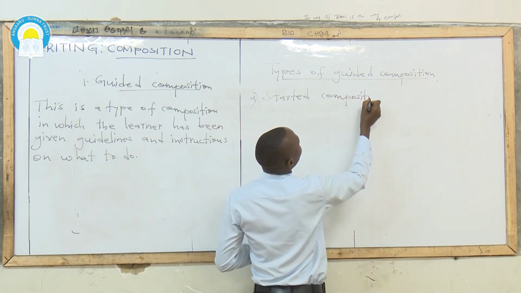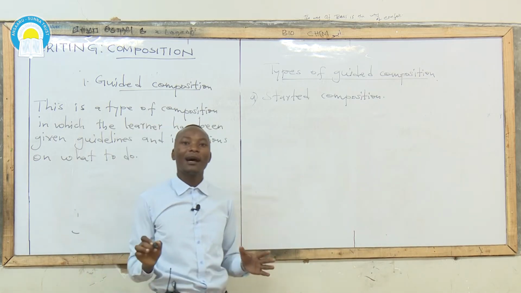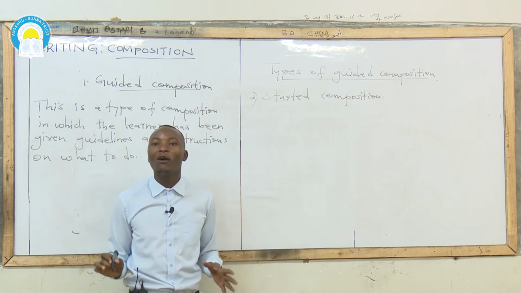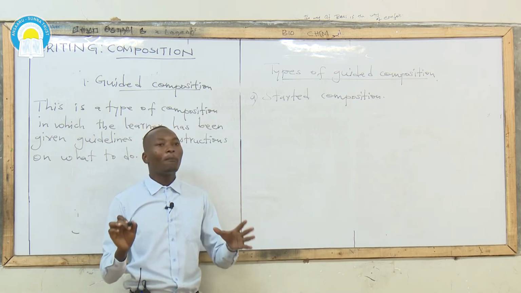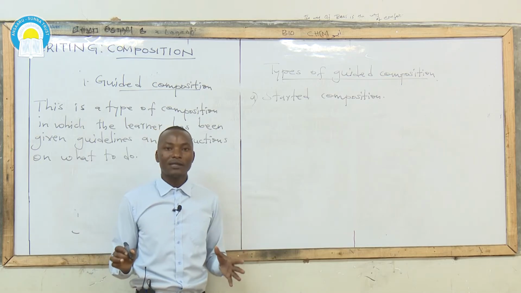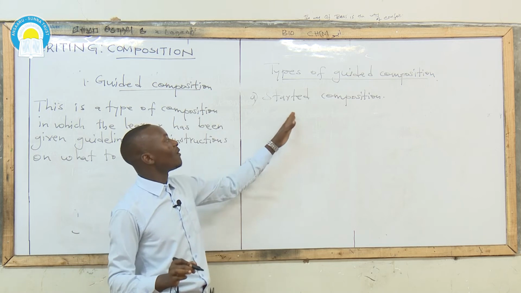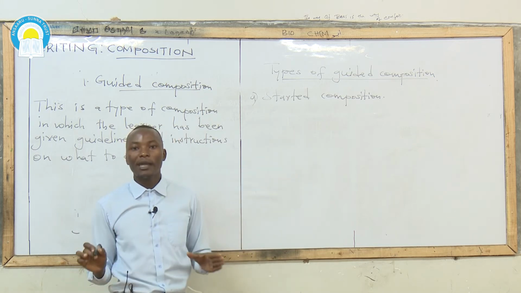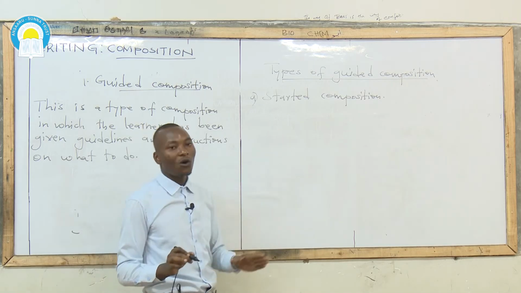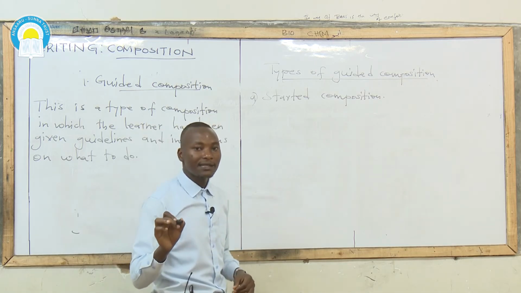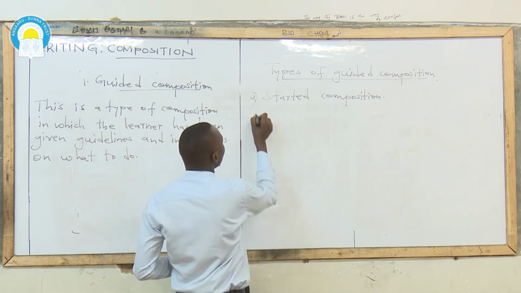Now, started composition is a kind of composition in which the learner has been given the beginning of the story. And it is imperative that the learner complete the story in the most interesting way possible. This started composition is also called topic sentence at the beginning.